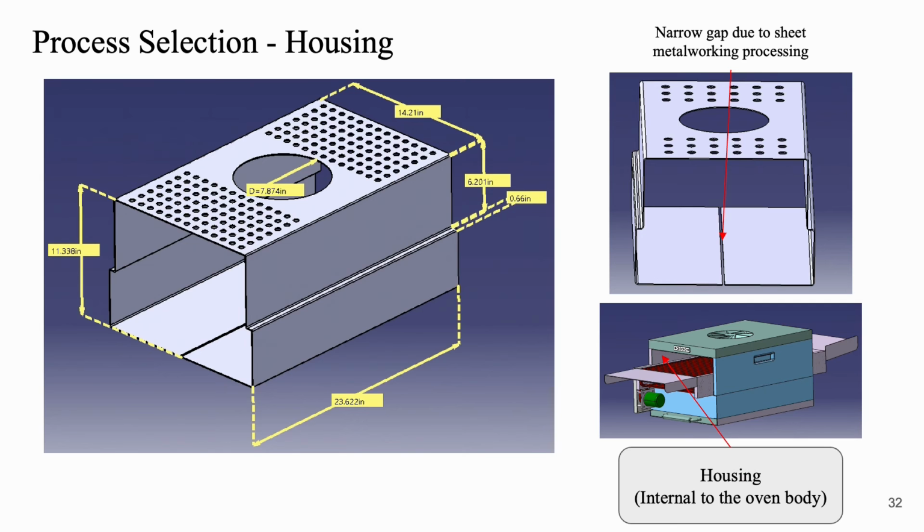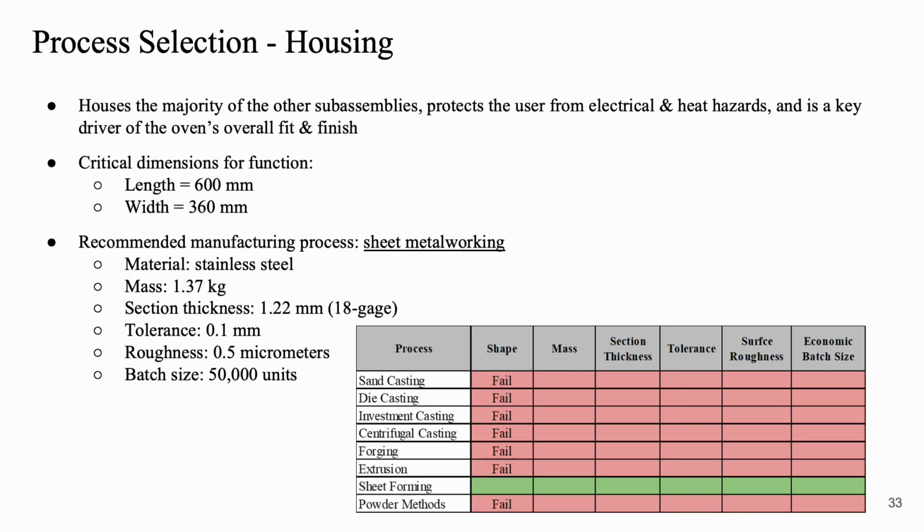We also conducted process selection for our housing after redesign for manual assembly. Critical dimensions for the housing's function were length and width. Ultimately, we recommended sheet metal working with stainless steel.